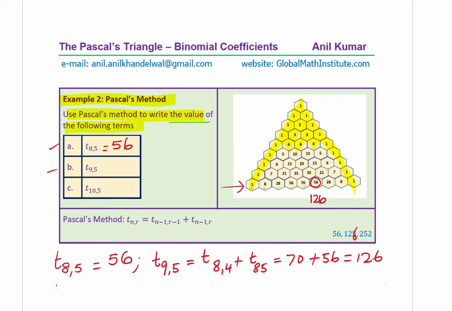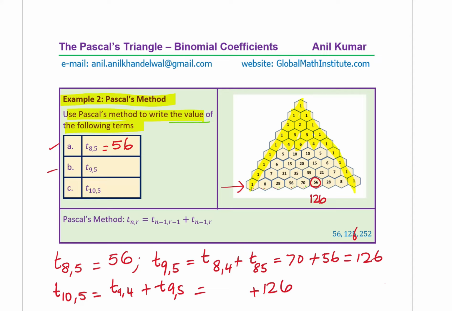Now let's find out what is T105. Now T105 is going to be T94 plus T95, correct? So that is what it is going to be. Now we know T95, which is 126. Now what is T94? So let's look into T94 now.